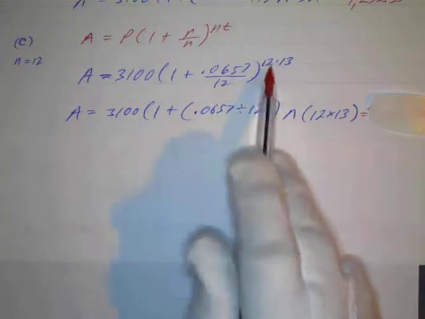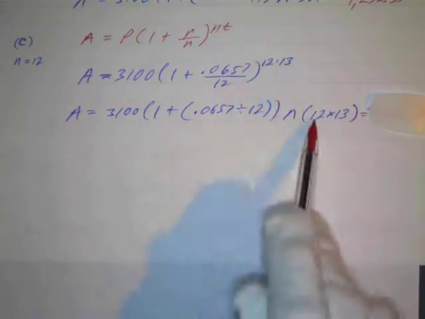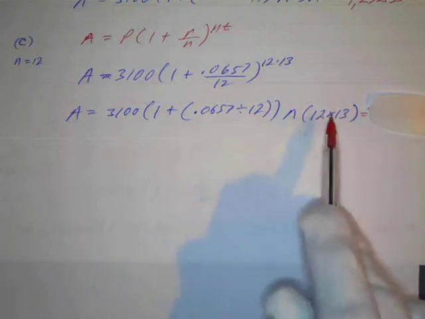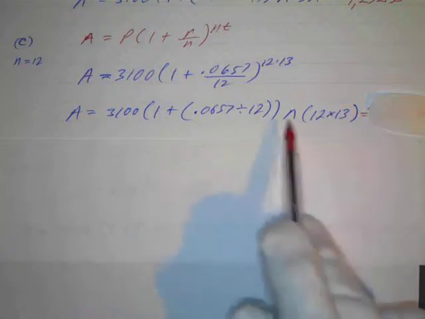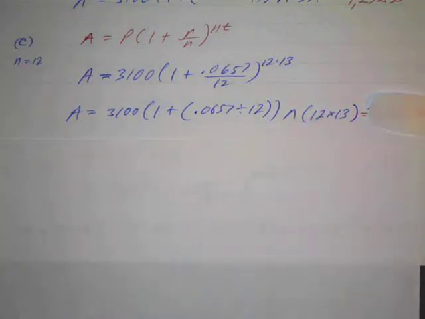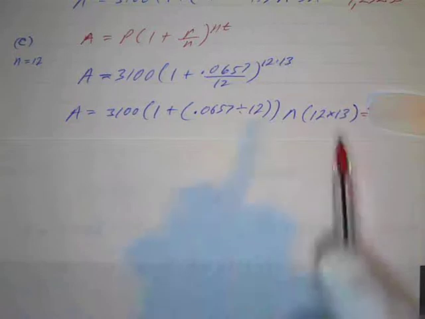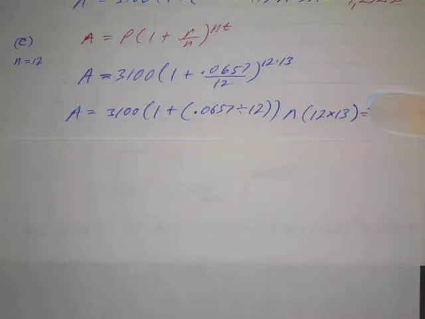And caret, and this time, instead of multiplying this out separately, I just put it in a parentheses. That means it's going to be raised to the 12 times 13 power. Now, if you didn't have this parentheses, it would raise it to the 12 power and then multiply the whole thing times 13. That's why you have to use these parentheses. And that's what's nice about these little calculators, is they do have parentheses, as well as the caret. So here we go.